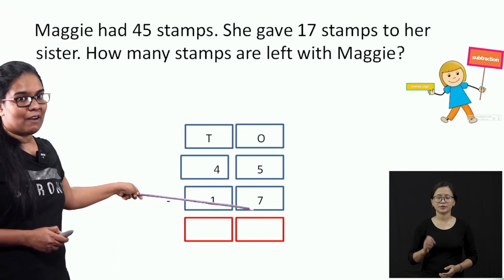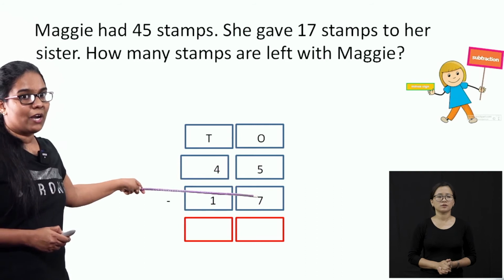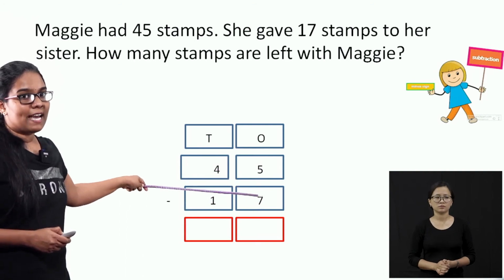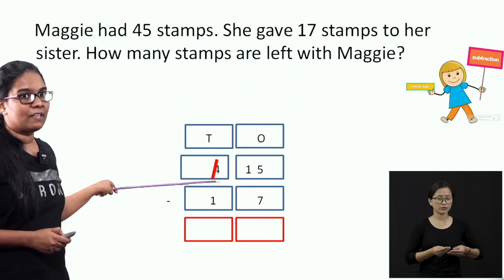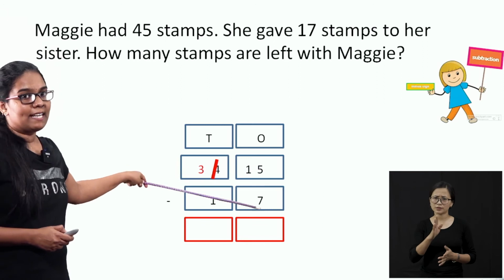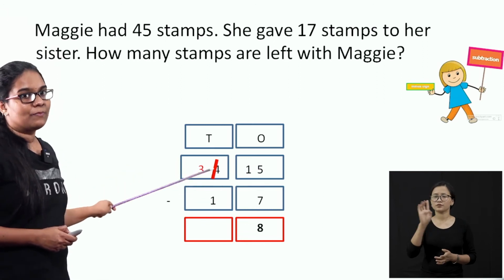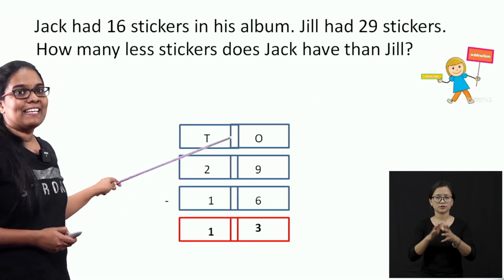The numbers in the ones place are 5 and 7. Then we can't subtract 7 from 5, so we are going to borrow a 1 from here. Then this 4 became 3. Then 15 minus 7 is 8. 3 minus 1 is 2. The answer is 28.